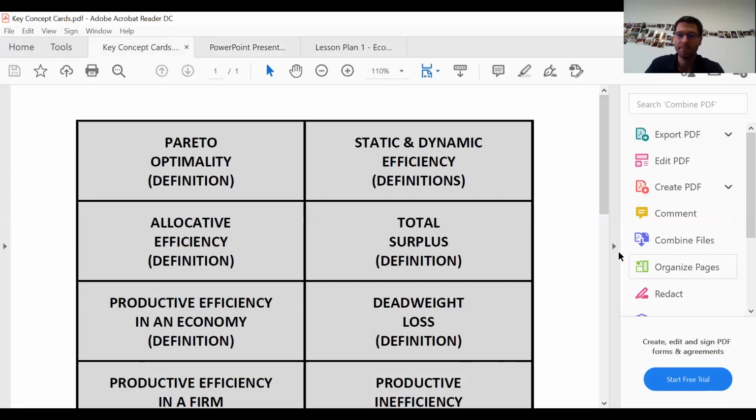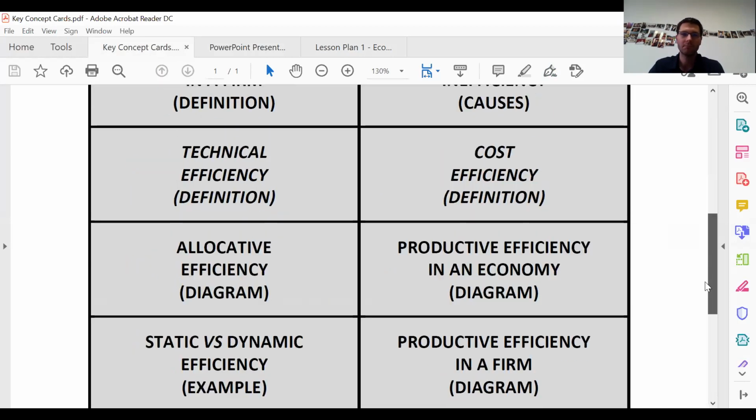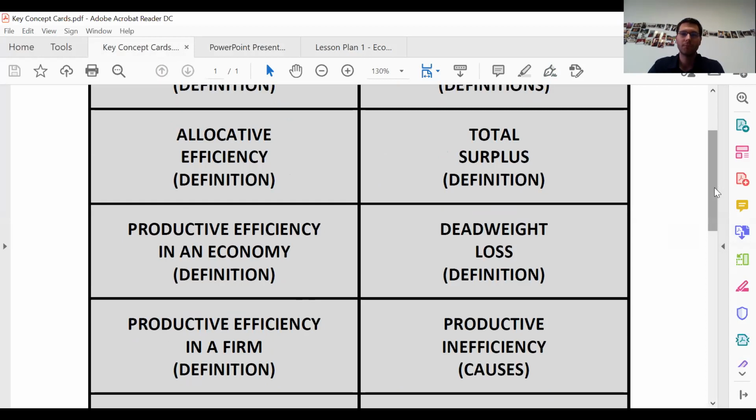yeah, do you see them? Do you see the key concept cards, everyone? Is this okay? You should, right? So what I've done here is I've put together these cards with the main concepts.